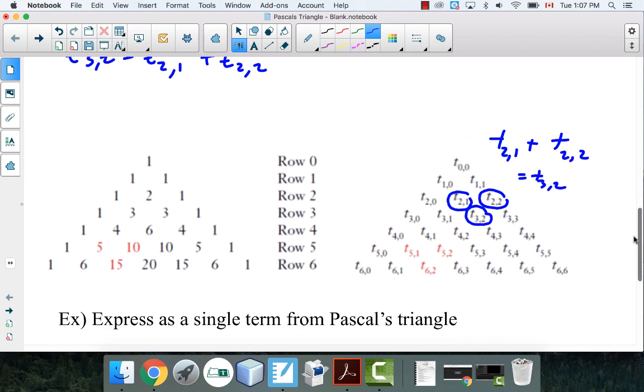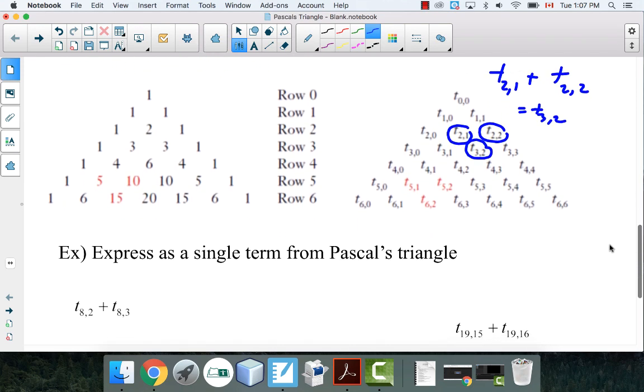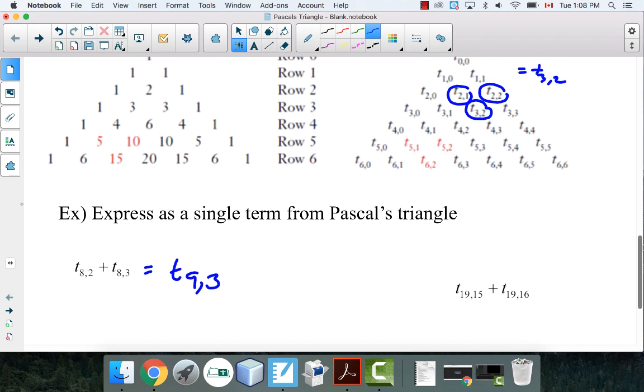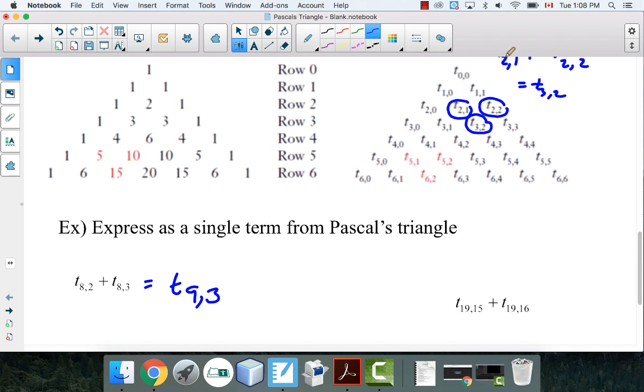So let's actually try some questions here. Sorry, I just need to scroll down. It's going a bit slow here. Okay, so the first one we're going to do is T(8,2) plus T(8,3). So that is actually going to equal T(9,3). So what you do is you increase the row by 1, so the 8 becomes a 9, and then whatever the bigger element is, that's what goes right here. So if you look at what we did here, the row 8 stayed the same, so they increased by 1, and the bigger element is the 3, so that's the one that gets carried down here.